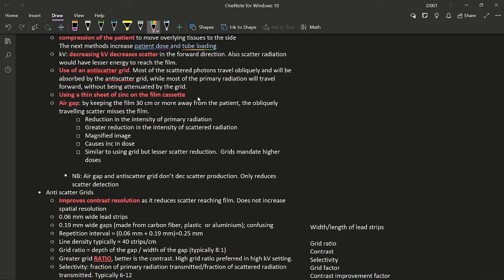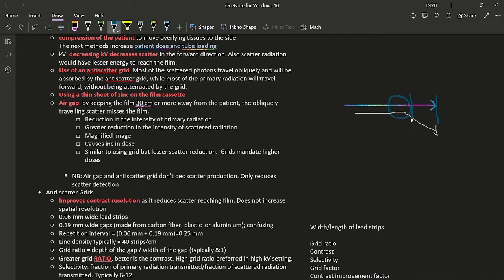Now the last method is the air gap technique. In the air gap technique, the film is placed 30 centimeters, just remember the value, 30 centimeters or more away from the patient, and then the obliquely traveling scatter misses the film. So suppose you have a film here and an object here, and you are shooting x-rays. All the primary radiation will pass through the patient and then hit the film. But if radiation is getting scattered, because of this gap, it will not hit the film. Just compare this to another situation in which the film is touching the patient.